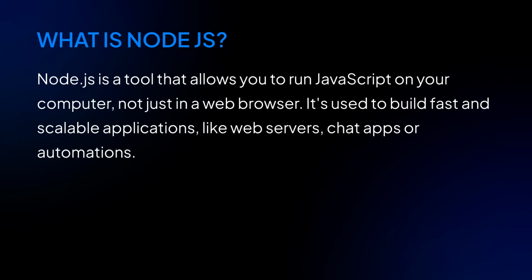Node.js can be defined as a tool that allows you to run JavaScript on your computer, not just in a web browser. It is used to build fast and scalable applications like web servers, chat apps, or automations, and so on. After installing Visual Studio Code, you need to install Node.js because what we'll be doing in this course has to do with automation. So you need Node.js. So with no further waste of time, let's learn how to install it.